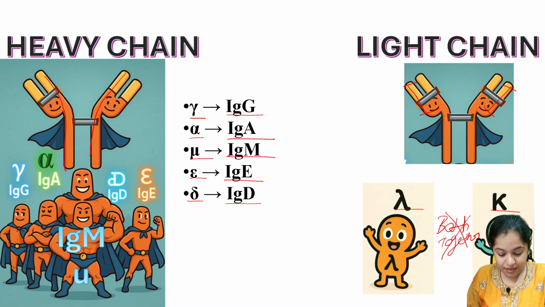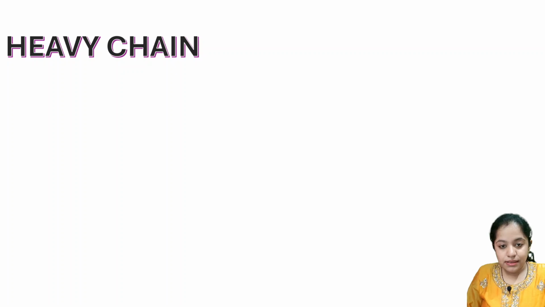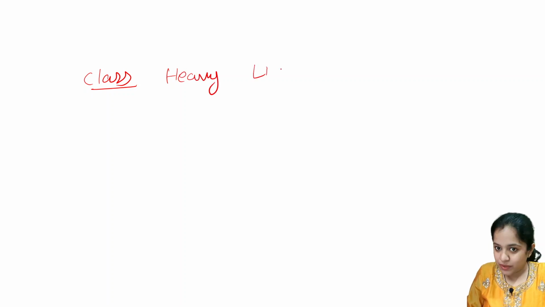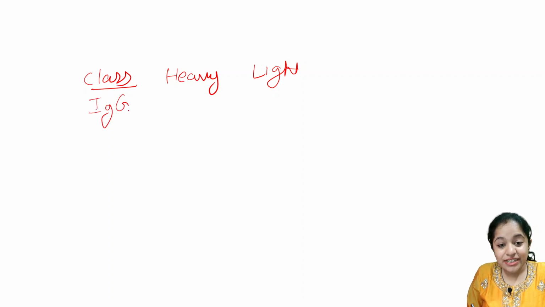Clear? Now, let's see the class of antibody, what heavy chain it will have and the light chain. Okay, so if it's IgG, G for gamma, the heavy chain will be gamma, light chain will be your kappa or lambda.